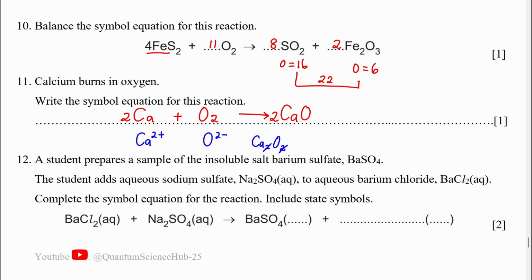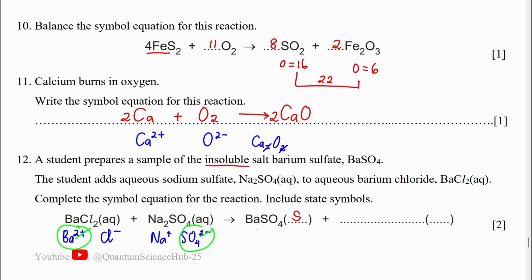The student adds aqueous sodium sulfate to aqueous barium chloride. Complete the symbol equation for this reaction. Include the state symbols. Okay, so we already know in here barium sulfate is an insoluble salt. So the state symbol here is solid. Okay, now just split based on their ions. So barium is Ba2+, Cl-, and Na+, SO4 2-. So they will exchange the ions. So Ba with SO4, right? So they can cancel each other, and that's how you get BaSO4 in here.